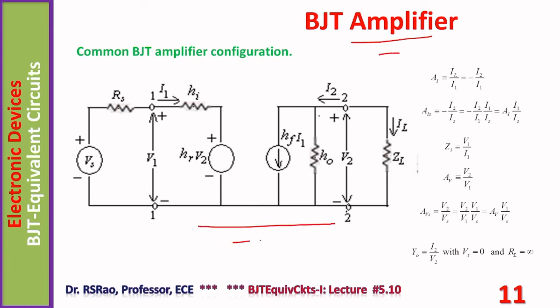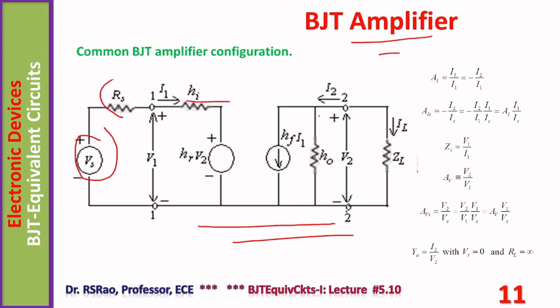Now we illustrate the utility of hybrid parameters in the analysis of a BJT amplifier. Here is shown a circuit. Notice this circuit is valid for any configuration. It is valid for common emitter configuration. In such a case, HI becomes HIE, HR becomes HRE, HF becomes HFE, H0 becomes H0E. It is valid for common base and common collector too. In case of common base, HI becomes HIB, and similarly for other parameters. So this is the most general circuit. It is valid for any one of the three possible configurations for a BJT amplifier.